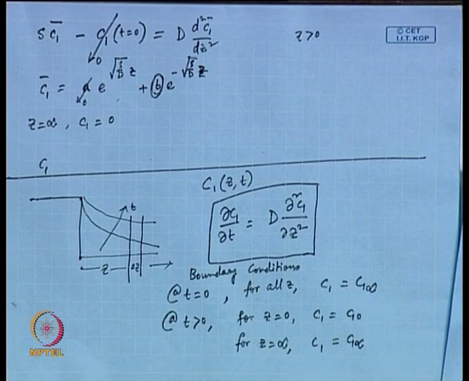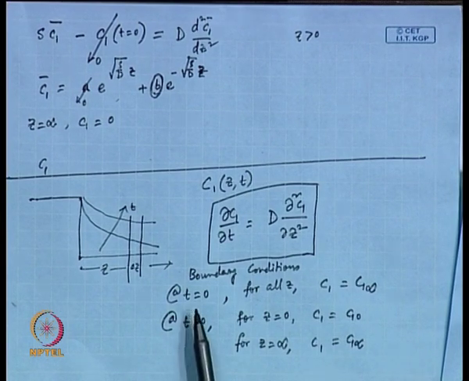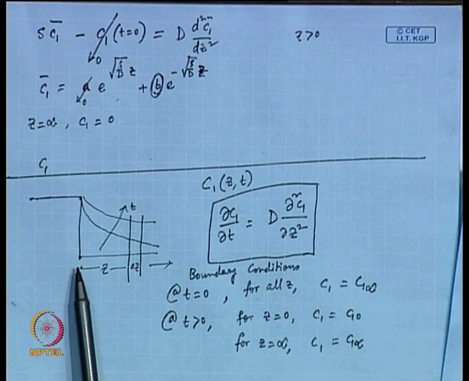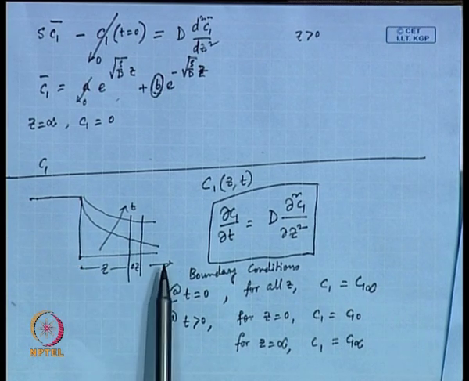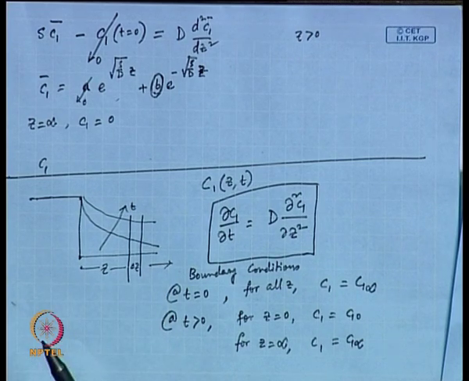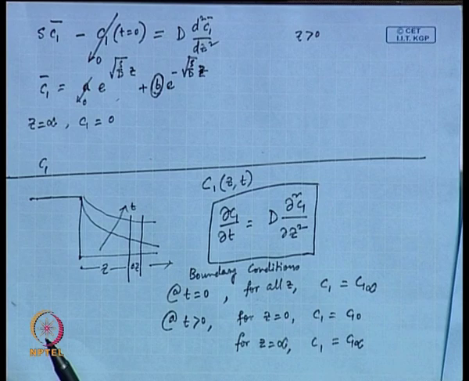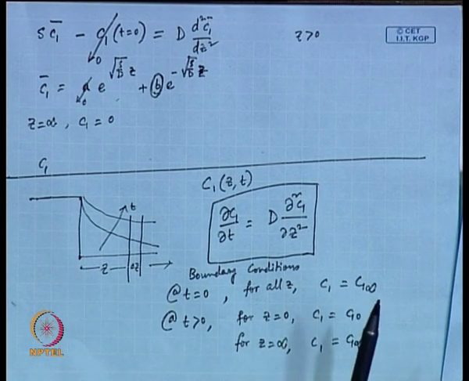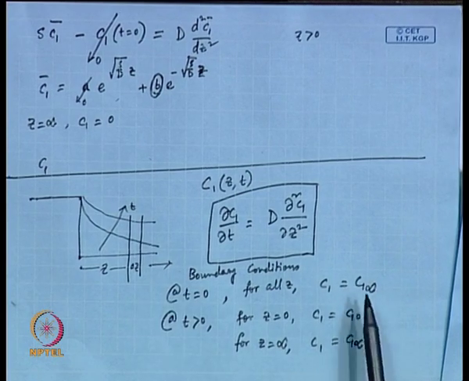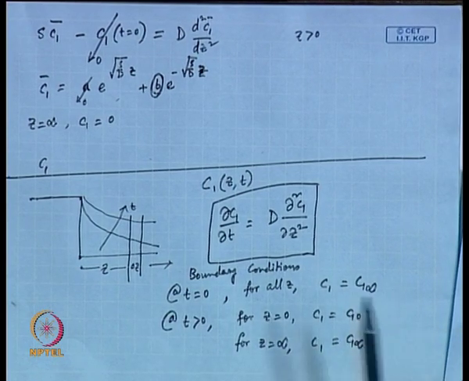Now, here the boundary condition is that at t equal to 0, z starts from this point. So, at t equal to 0 for all z, C1 is equal to C1 infinity, that means that is the initial concentration. I mean, we could have said that C1 infinity is equal to 0, that means it is all 0, but we can do that any time. Anytime we can set C1 infinity equal to 0. Let us find the general form first.